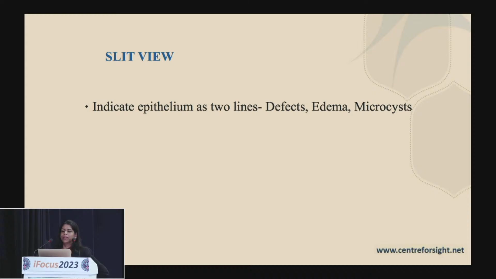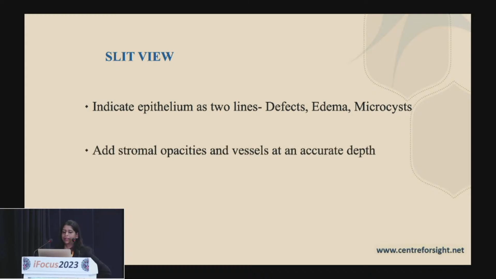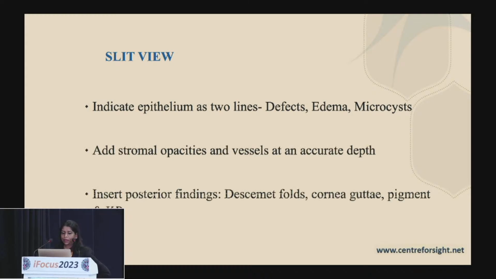Slit view is very important. It indicates epithelium as 2 lines, so we can draw defects, edema, microcyst, add stromal opacities and vessels at the accurate depth, and insert the posterior findings like Descemet folds, corneal guttae, and pigments and capes.